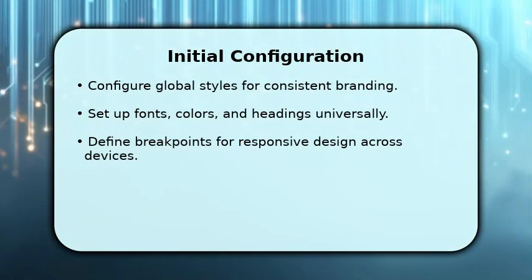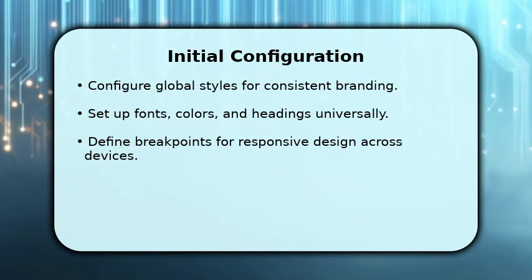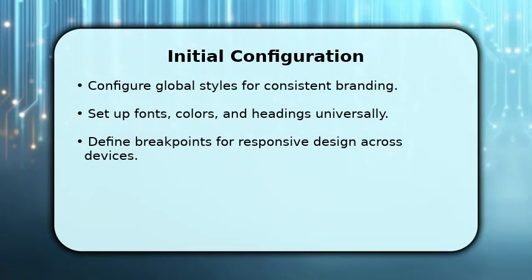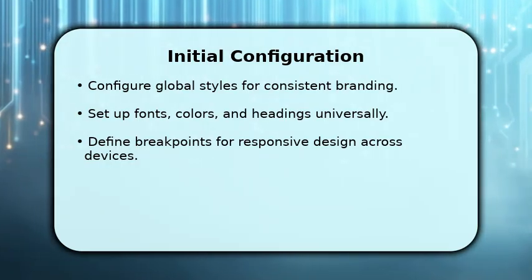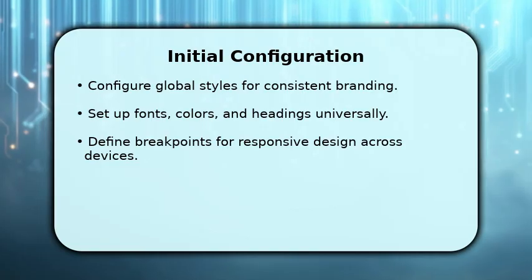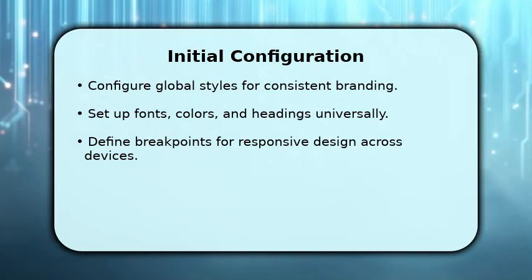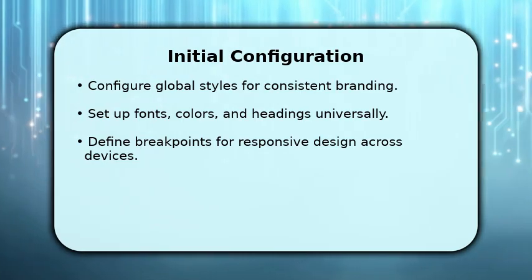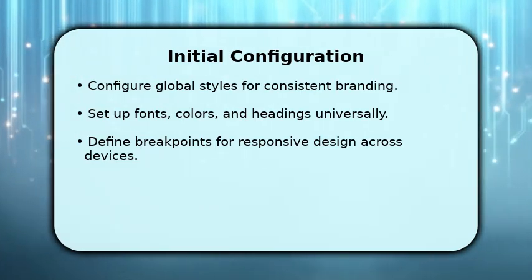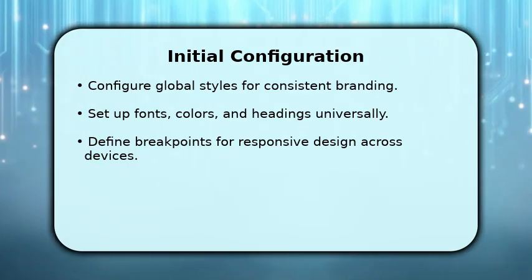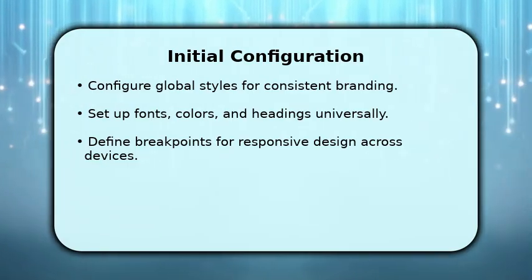Once Oxygen is active, head to the Oxygen settings to begin your initial configuration. Start by defining your global styles. This includes setting your primary and secondary colors, choosing your default fonts, and establishing heading styles. These global settings will apply across your entire website, saving you significant time. Also, remember to adjust your breakpoints for responsive design, ensuring your site looks fantastic on screens from mobile to desktop.